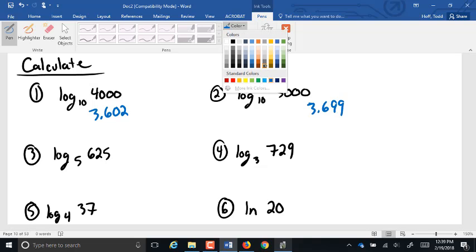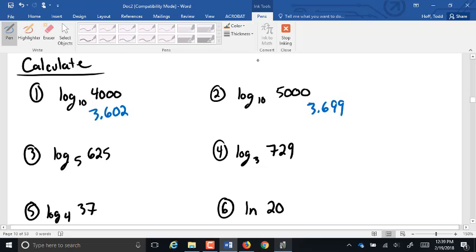Do you guys remember how I know those off the top of my head? Yeah, log of 1,000 is 3, right? And every time you double it, it goes up by 0.301. So to get from 1,000 to 4,000, you double it once, it's 2,000. Double it again, it's 4,000. So it's 3 plus 0.301 twice, which is 3.602. For this one, I go off of 10,000, which has a log of 4, and I cut it in half. So I subtract the 0.301.